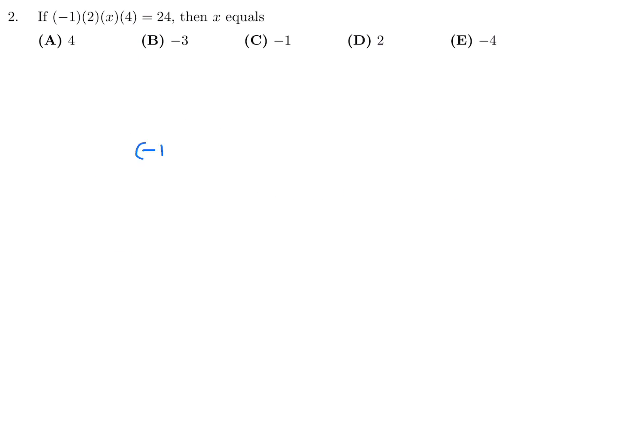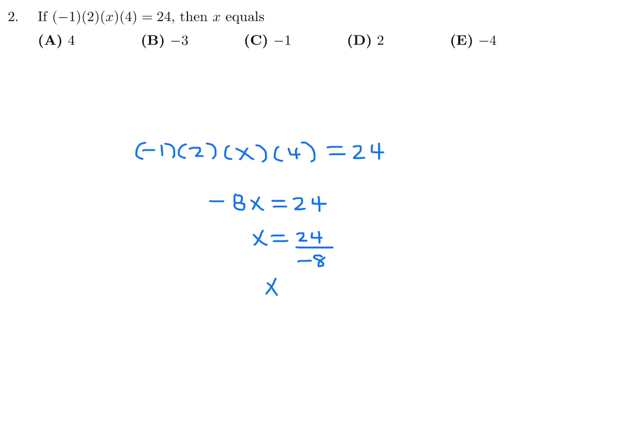If negative 1 times 2 times x times 4 is 24, the value of x is. If you multiply through, you get negative 8x is equal to 24. And dividing through, you get 24 divided by negative 8. And therefore x is equal to negative 3. So number 2, the answer is B.